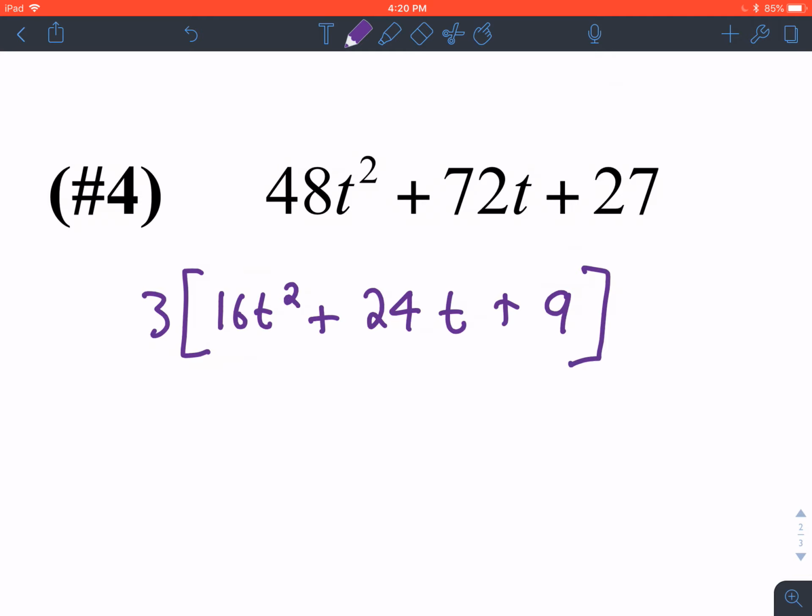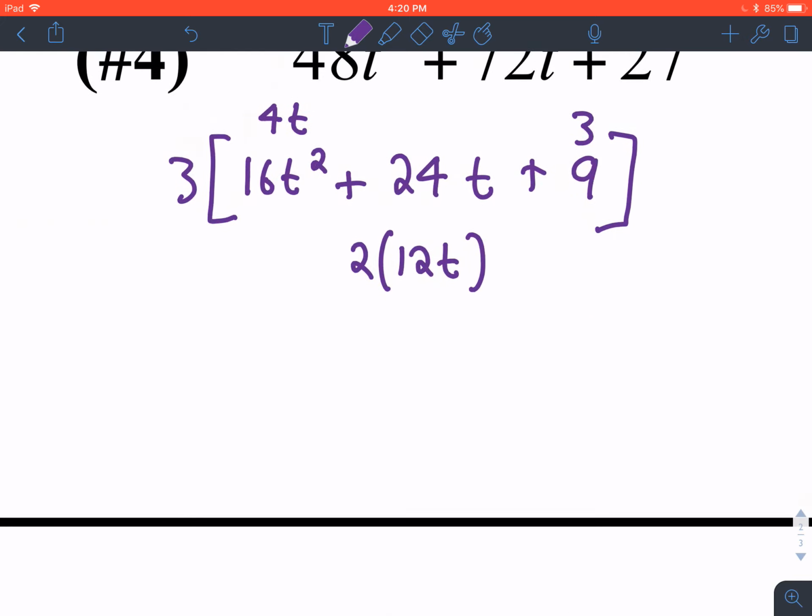All right, so we got our GCF. Now looking, is the first term a perfect square? Yep, so what's the square root of 16? It's 4. The square root of t squared is t. And what's the square root of 9 over here? Is this a perfect square? Yep, it's going to be 3. All right. And what about the middle term? We need a double. What's 4t times 3 going to be? Yep, 4 times 3 is 12. We get 12t. What is double 12t? Is that 24t? It is.